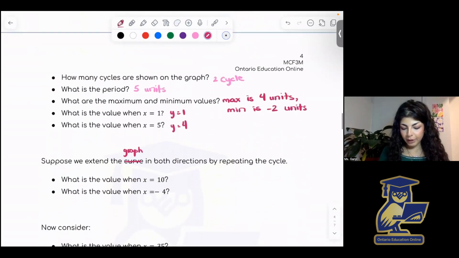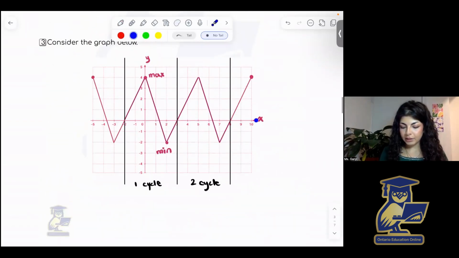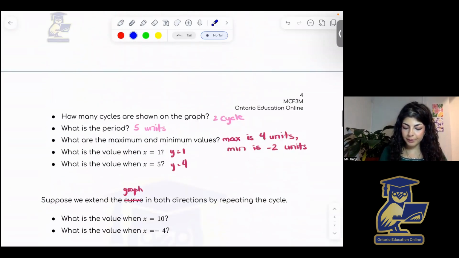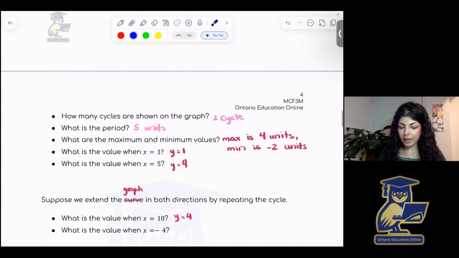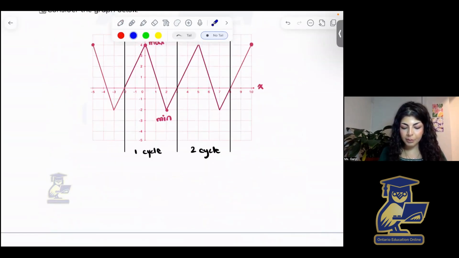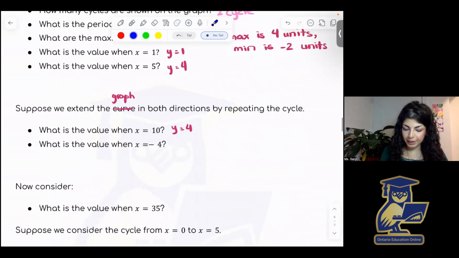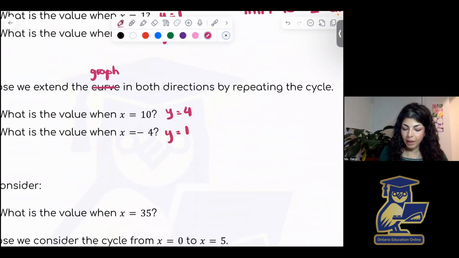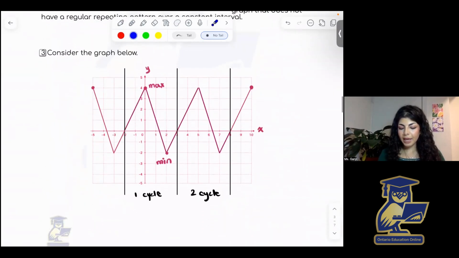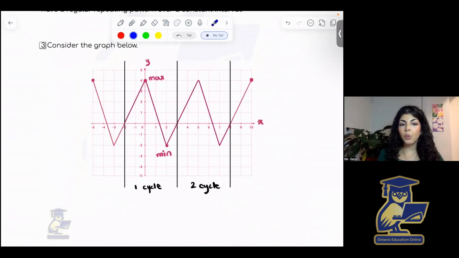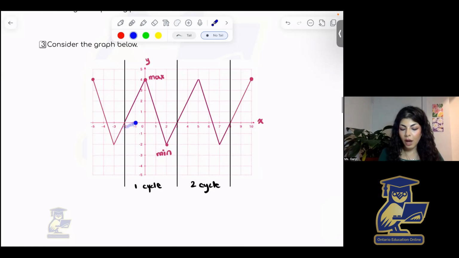Now we're asked what's the value when x is equal to 10. So first, x is equal to 10, we have y is equal to 4. And then what is the value when x is equal to -4? So at -4, we have approximately y is equal to 1 again here. But now consider what is the value when x is equal to 35? So going back here, keep in mind, I can choose what the starting point and end point is. So I chose this as a cycle at the beginning because that's what was drawn for me.